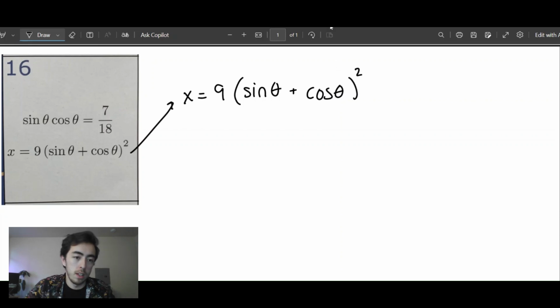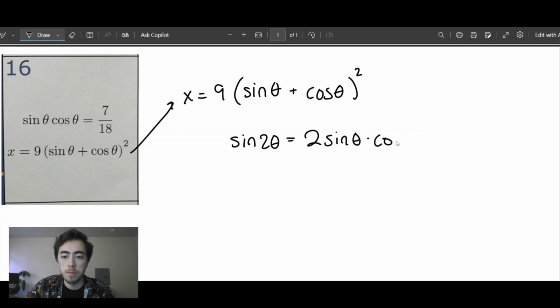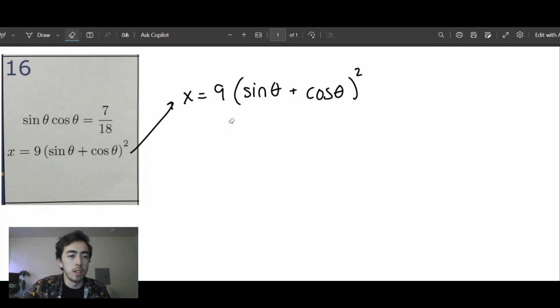The first thing that I'm thinking about is I know that there's this double angle identity that I could use. I know that sine of 2 theta is the same as 2 times sine theta times cosine theta. So that kind of crossed my mind seeing this, though I think I have a better idea.